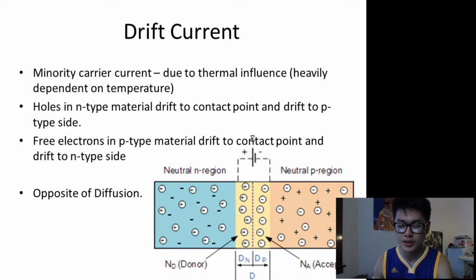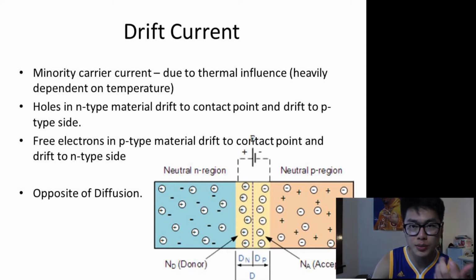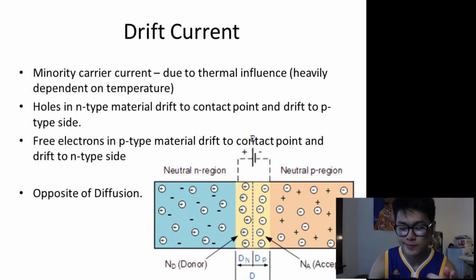For drift current, we have this depletion area, and we also have holes in the N-type side due to thermal influence, because the heat would break up some of the covalent bonds and create holes in the N-type side. So the holes in the N-type material drift to the contact point and drift to the P-type side, and on the other hand, free electrons in the P-type side would drift to the contact point and drift to the N-type side. So it's actually the opposite of diffusion.